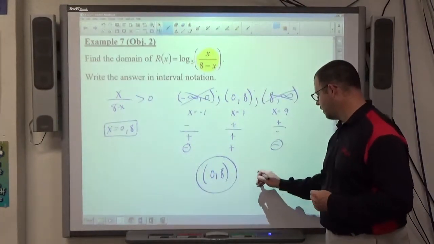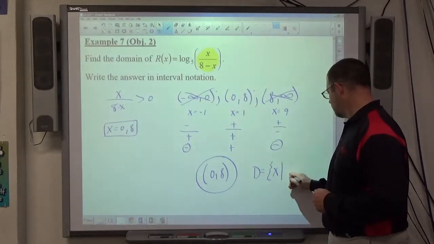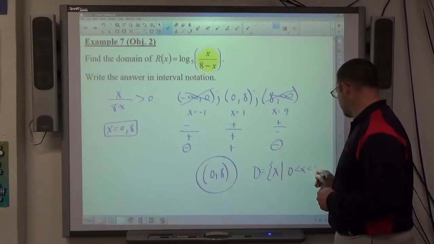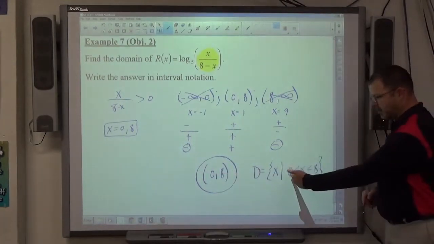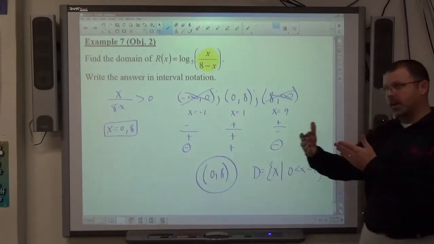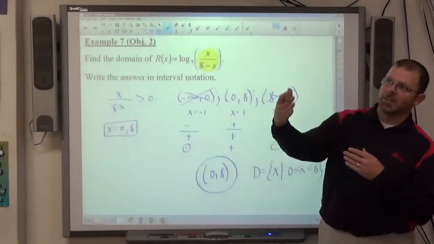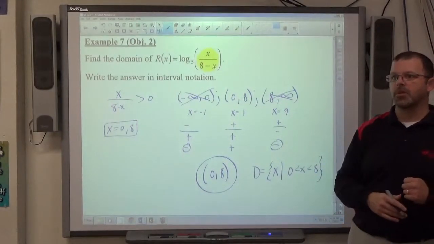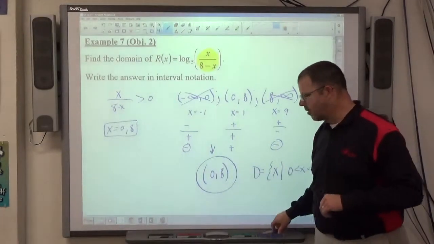All right, and again, if you want set-builder notation, which I will accept on homework, 0 is less than x is less than 8. You get a number-to-number domain, small number less than x less than big number. If you get negative infinity comma number, it's x is less than that number. If it's number comma infinity, it's x is greater than that number, if you want to go that route. Again, much more efficient to write. I'd probably go that route.